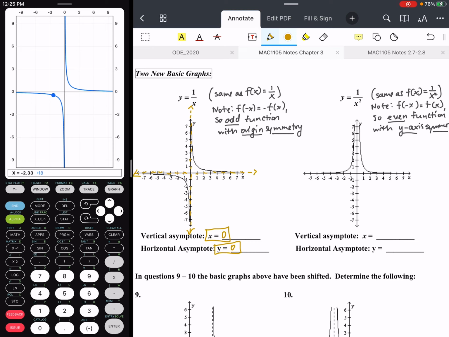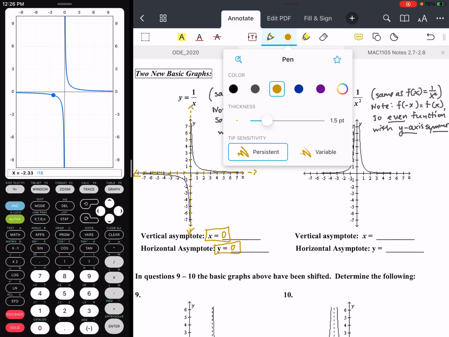Also, we could do this algebraically. Setting the denominator equal to 0 gives me x equals 0 for my vertical asymptote. For the horizontal asymptote, degree 0 numerator over degree 1 denominator. That's bottom heavy, so that's why we end up with y equals 0.